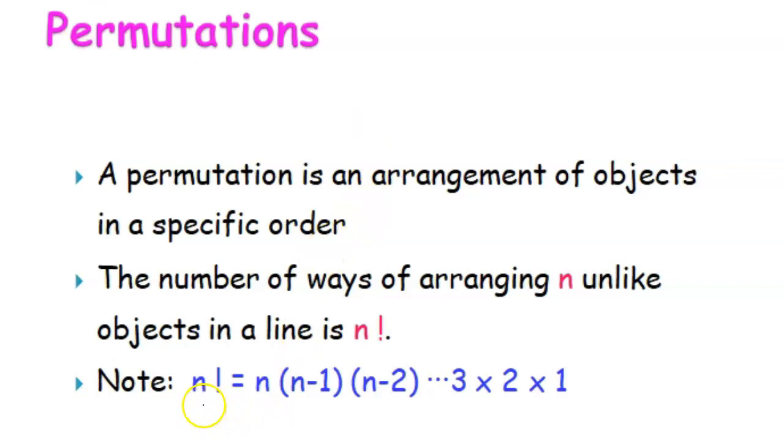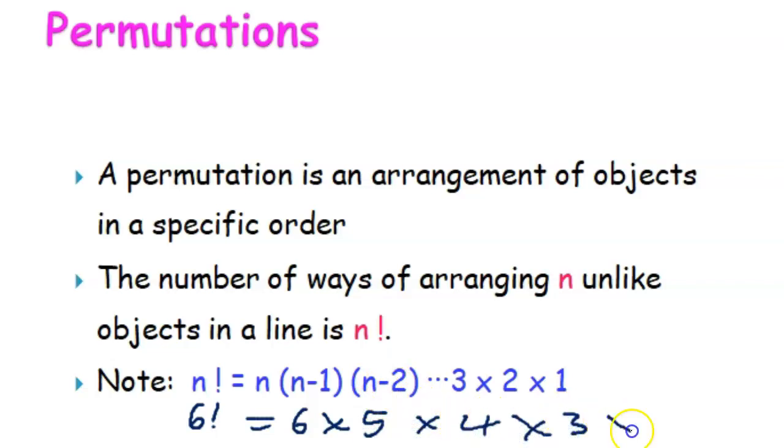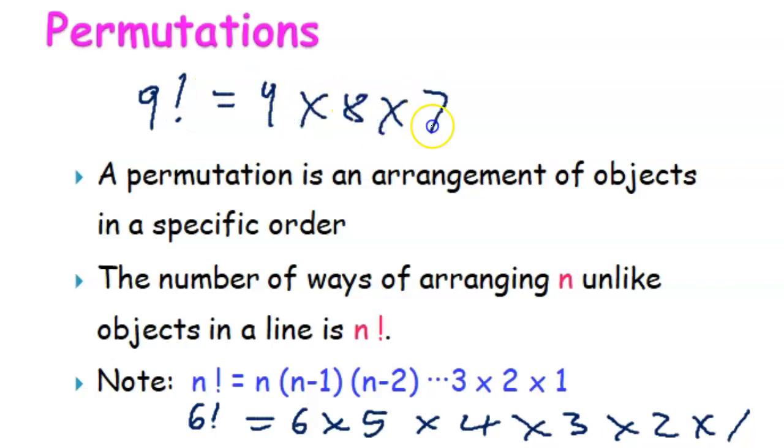So for example, 6 factorial would be equal to 6 times 6 minus 1, which is 5, times 6 minus 2, which is 4, and so on, and we multiply until we reach the number 1. Another example, 9 factorial would be 9 times 8 times 7 times 6 times 5 times 4 times 3 times 2 times 1.